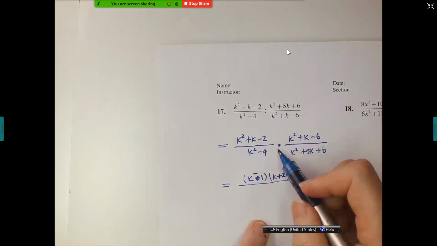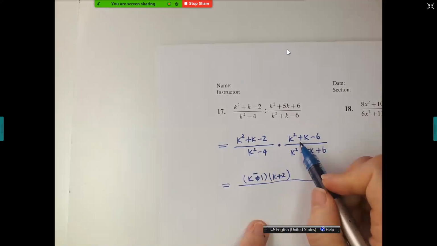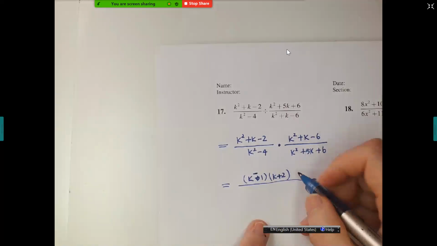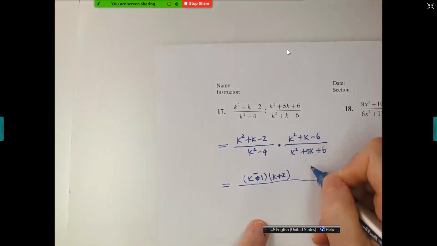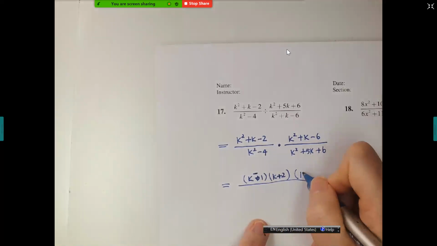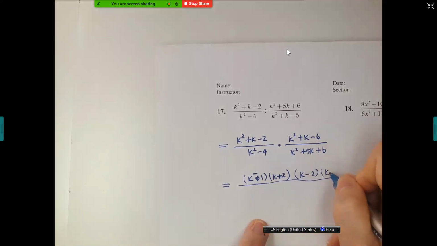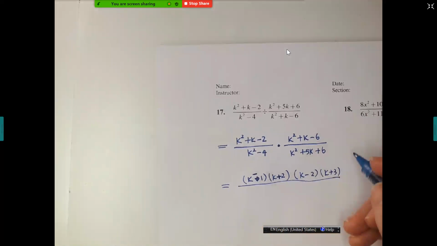Then, okay, don't forget, times the other numerator. So can I factor the second numerator? Negative 6. Sum is 1. So that should be 2, 3, and 3 should be positive. So k minus 2, k plus 3. So be careful when you do the factoring here.